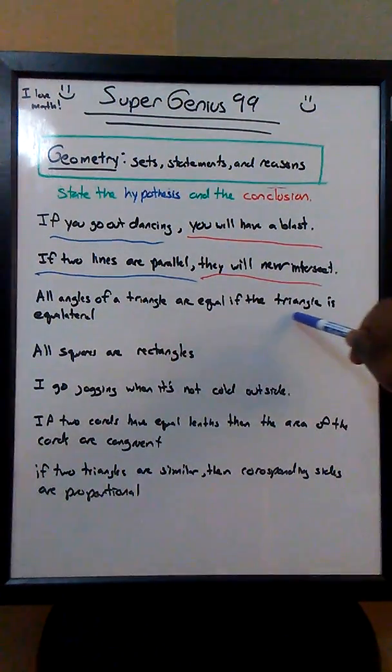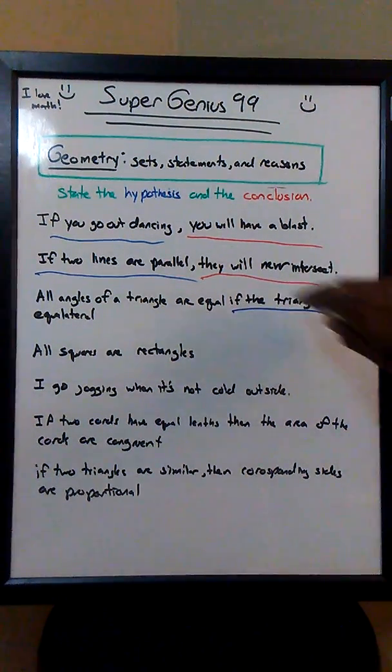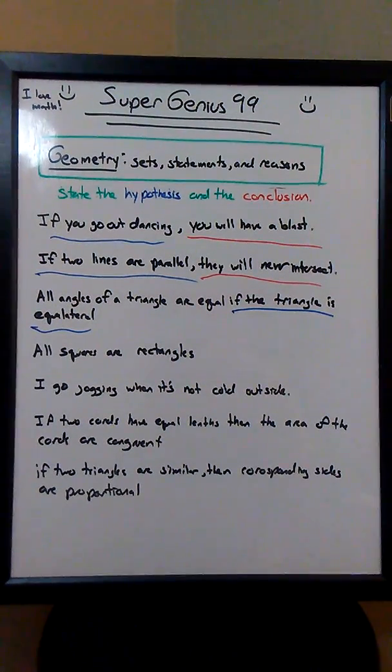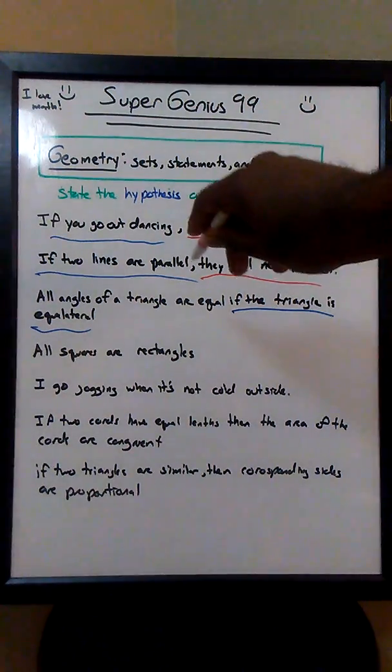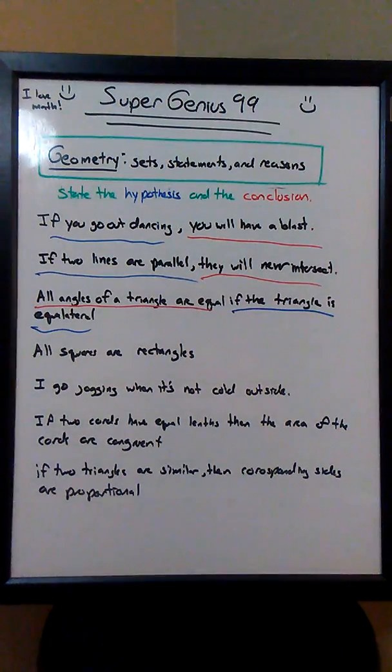All angles of a triangle are equal if the triangle is equilateral. So, what is your hypothesis? If the triangle is equilateral. And what is your conclusion? All angles of the triangle are equal. Okay, everybody see that? Alright, how about the next one?